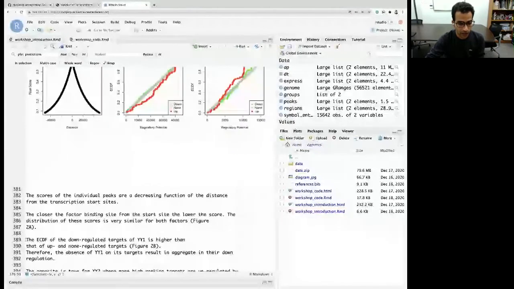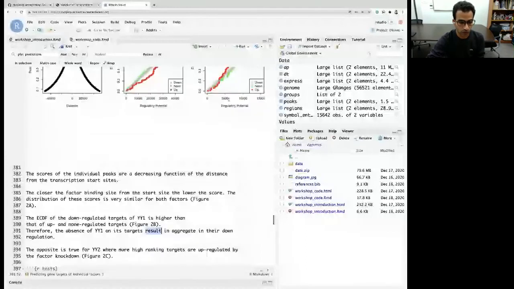Here the ECDF of the downregulated targets is higher than the upregulated and the non-regulated targets, and therefore we conclude that the absence of YY1 on its targets results in the downregulation of the genes. Of course, here the labels are switched because we're looking at the effect of the knockdown, not the overexpression. And we see that it's the opposite case for the second factor.